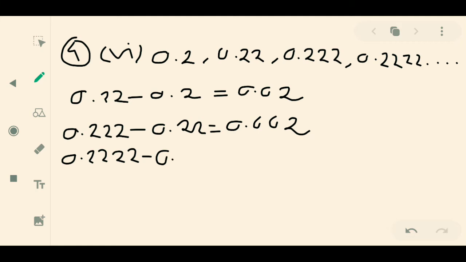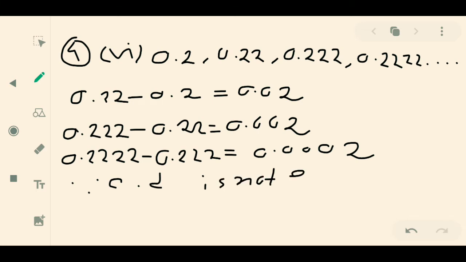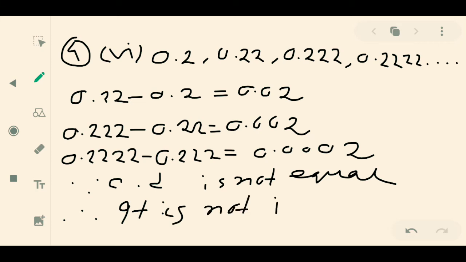If we subtract the third term from the fourth term, then we will get 0.0002. Since the CD, common difference, is not equal, therefore it is not in AP. So number 6 is also not in AP. Not in AP means we no need to find out the next 3 more terms.